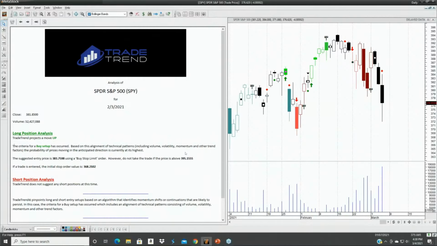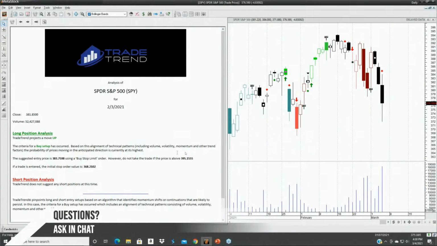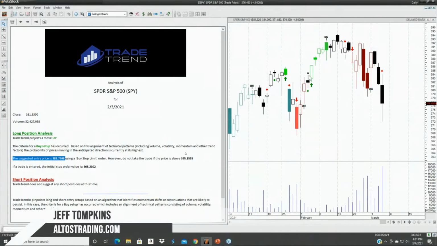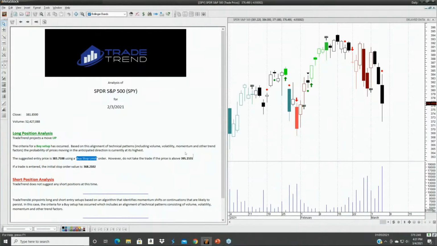So you'll notice here in the commentary that the criteria for a buy setup occurred, and based on the alignment of technical patterns, which we have built into the algorithm, that includes volume, volatility, momentum, and other trend factors, the probability of prices moving in the anticipated direction, which is to the upside, is currently at its highest. And then we have a suggested entry price, 383.75. Okay, so that's going to be just above the high of this candle, which is at 383.70. So we would just go 5 ticks above based on the instructions and put our buy stop limit order in.